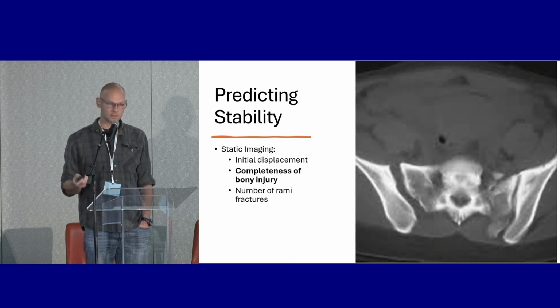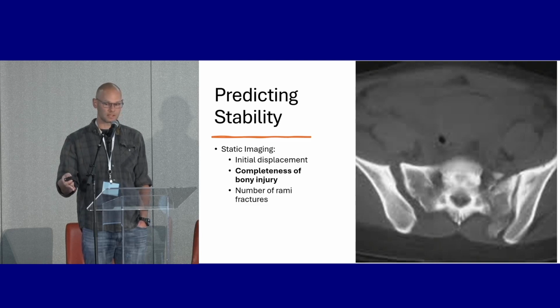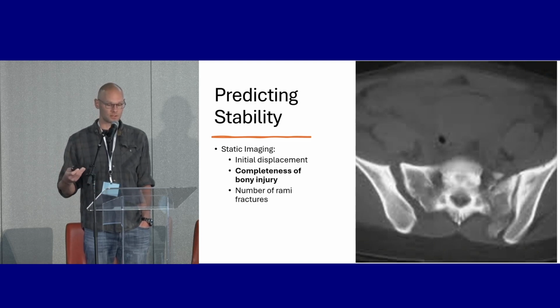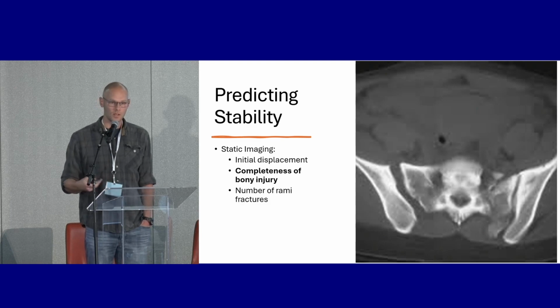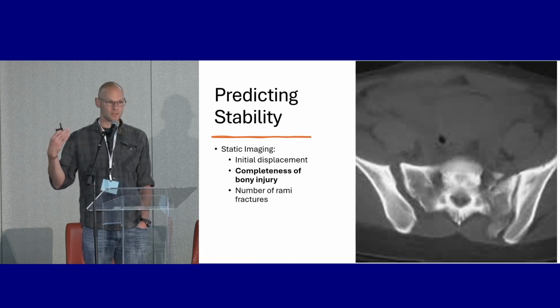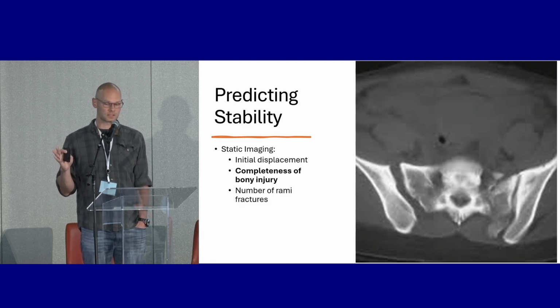This is someone who has an LC3 variant, and they have a complete, very displaced sacral fracture on the left and SI joint widening that was caused by external rotation from the left hemipelvis on the right. This is, to me, very likely an unstable injury that's going to require some intervention. So the completeness of the bone injury in the back of the pelvis that's by far best evaluated on a CT scan is very useful to me.